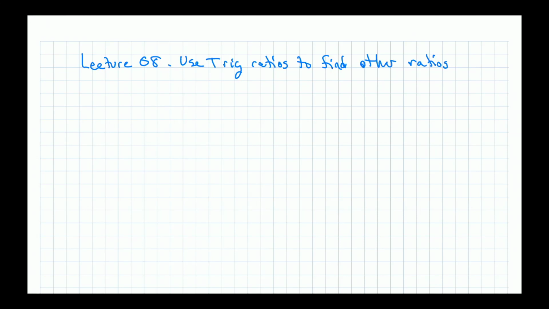Hi guys, so what we're going to be doing today is using trig ratios to find other ratios. This is really just a continuation of the topic we were doing last time, but with more complicated problems. In order to solve the more complicated problems, we're going to need a little bit more effort. Actually, we're just going to combine two things that you already know.